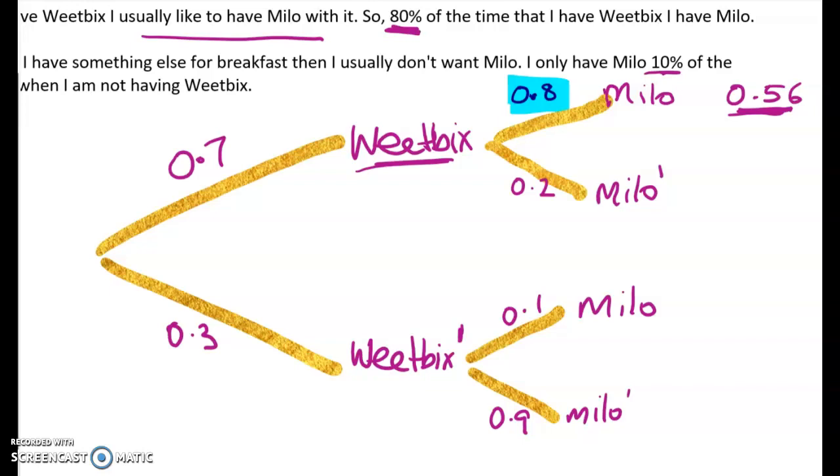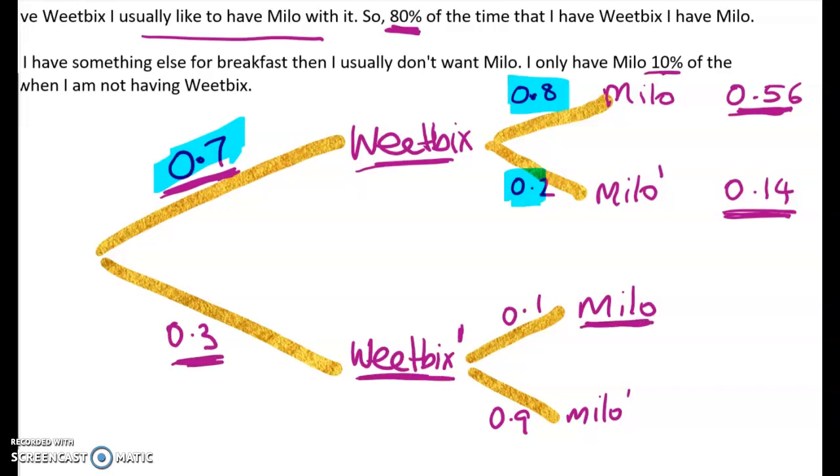The next one, Weet-Bix and not Milo, will be 0.7 times 0.2. So that's 0.14. And notice that, of course, these have got to add up to the probability of having Weet-Bix, right? Because I'm either having Milo with the Weet-Bix or I'm not having Milo with the Weet-Bix. On the next one, we do the same thing. So the probability of not having Weet-Bix and having Milo will be 0.3 times 0.1, which gives me 0.03. And then the next one, 0.3 times 0.9 will be 0.27. So that's the first thing that I do when I see a tree problem, usually, is that I work out those outcome probabilities, right?